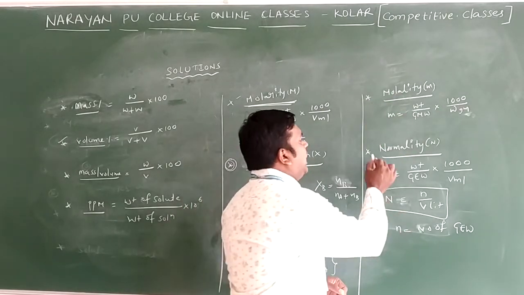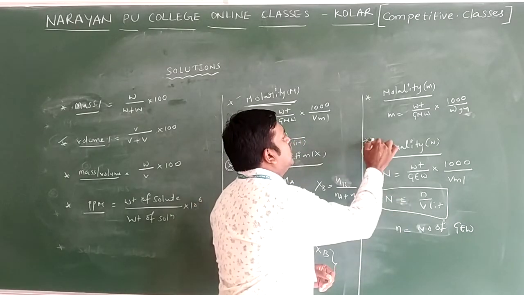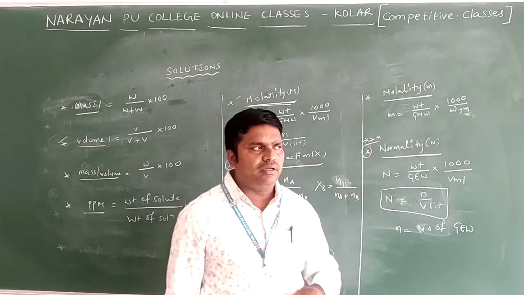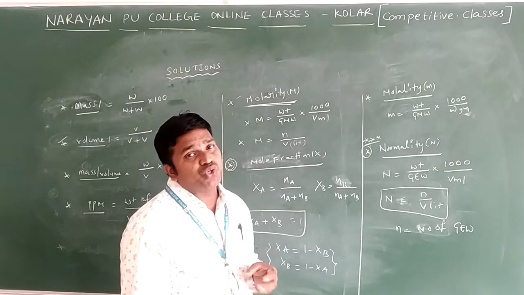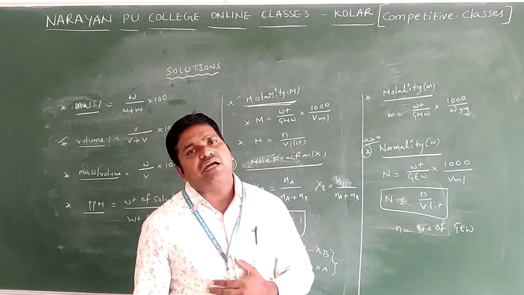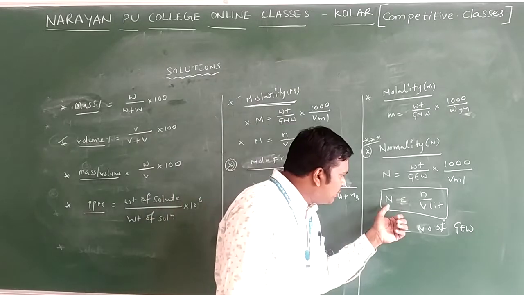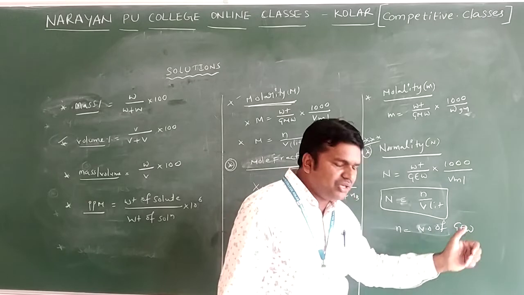So we can do the calculations related to molality only. And one more very important one we have, that is normality only. Normality is represented by capital N only. What is normality? Number of gram equivalents of the solute present in 1 liter of the solution, that we are calling as normality. Normality is equal to the small n, which represents number of gram equivalent weights.